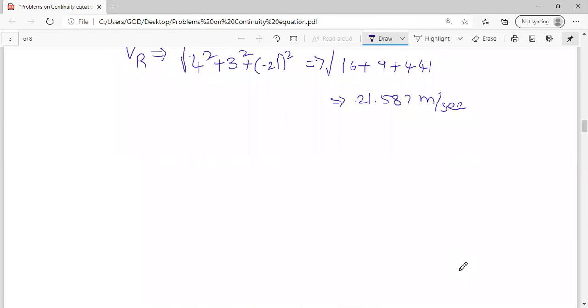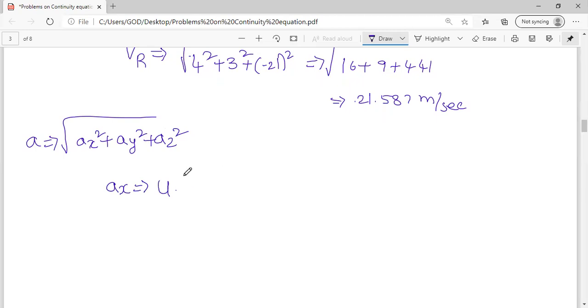Now I need the acceleration at that point. If you observe the question, I need acceleration also at the same point. For that, I am writing the acceleration equations. We know the resultant acceleration is the square root of acceleration along x squared plus acceleration along y squared plus acceleration along z squared. So acceleration along x, in the last class we already wrote this equation: u into dou u by dou x plus v into dou u by dou y plus w into dou u by dou z.